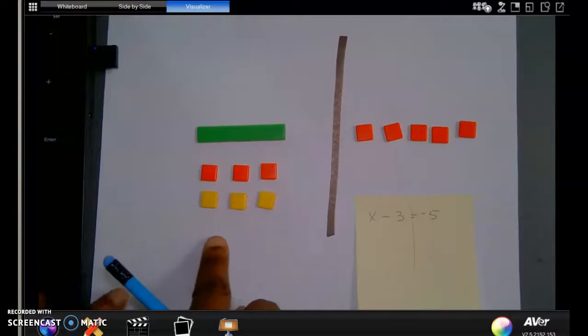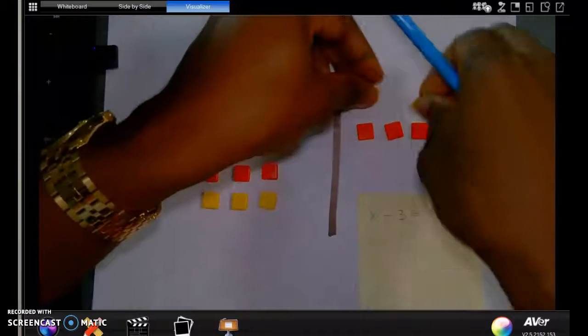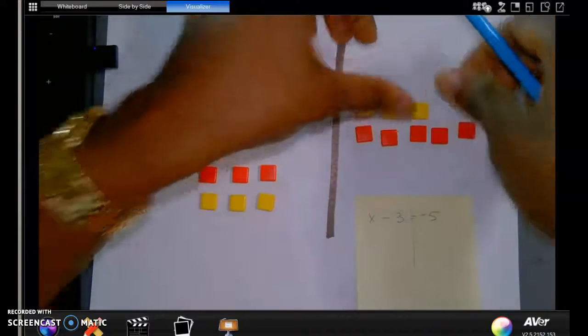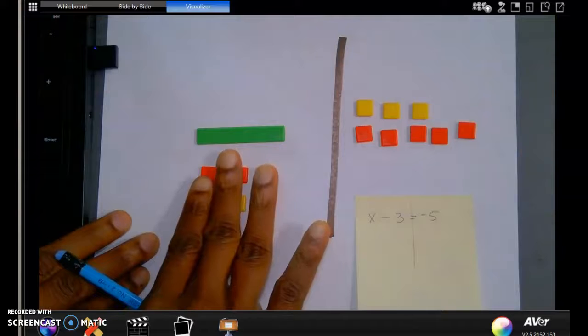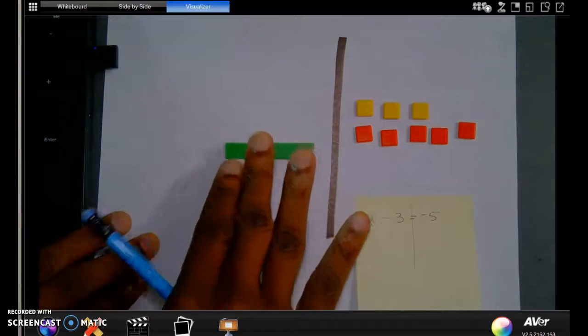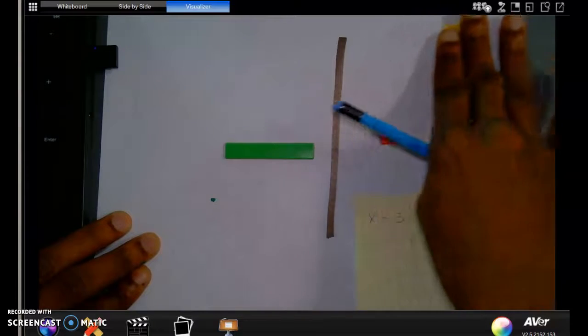Okay, so I added +3 over here. So what do I do to one side? I have to do to the other side. So I'm going to go ahead and create +3 on this side as well. So I created 3 0 pairs, so I can go ahead and move this out of the way. X is isolated by itself. How many 0 pairs over here that I created? I created 3 over here as well.